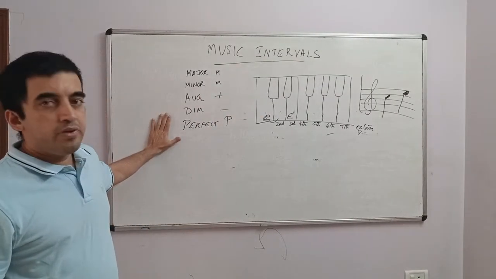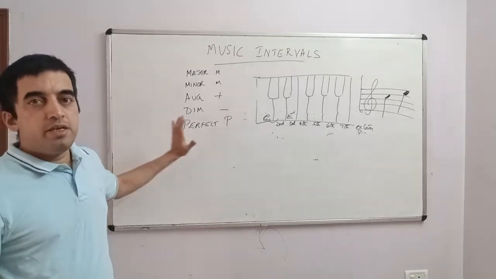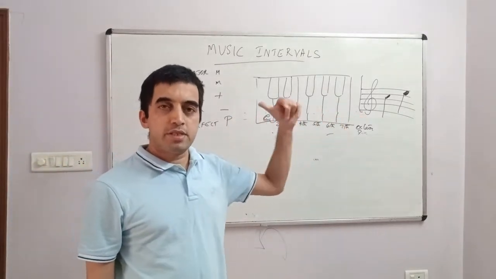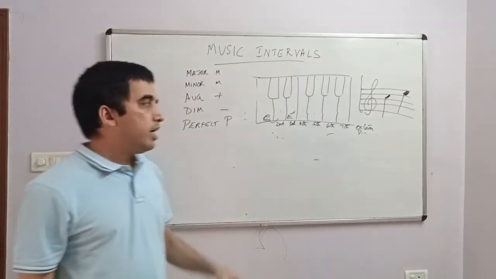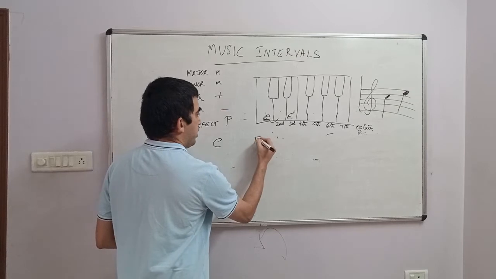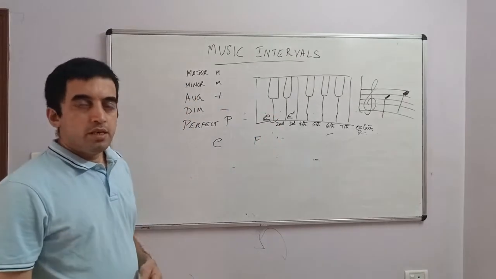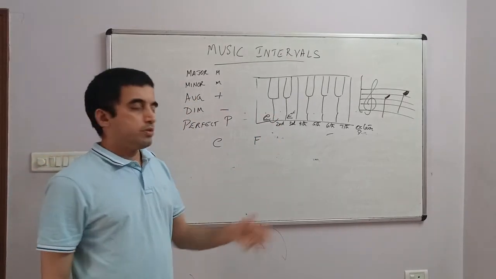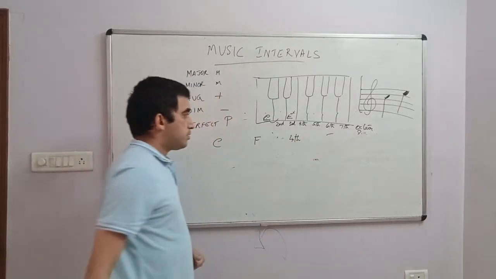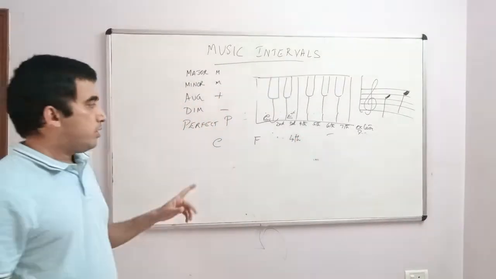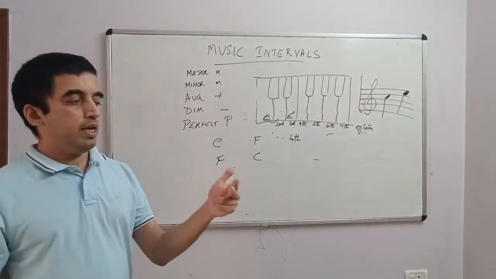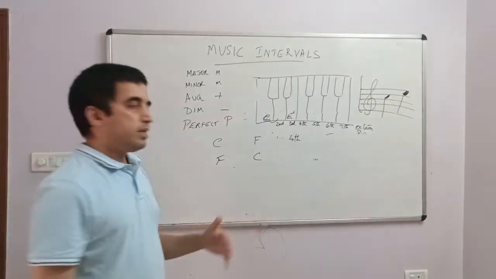What is the meaning of a perfect interval? A perfect interval is an interval which, when you invert it, stays the same. Example: you take the interval between C and F. So C, D, E, F. So it's a fourth interval, right? The same way, you invert it. You make it F to C. Right? F, G, A, B, C. It is a fifth.